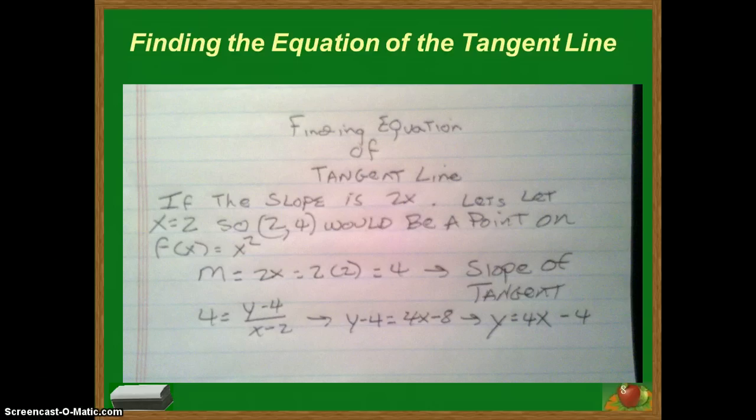I can get an equation for the tangent line because now I have a point they share in common, (2, 4), and I have the slope. Setting it up in the definition of slope, I get 4 equals the difference of the y's over the difference of the x's, and I end up with y equals 4x minus 4.